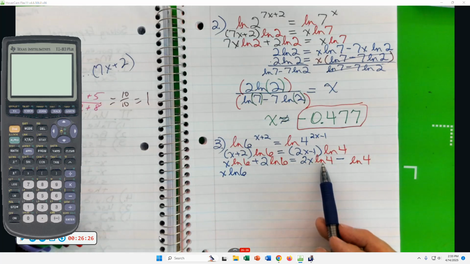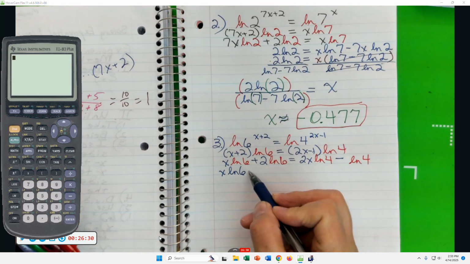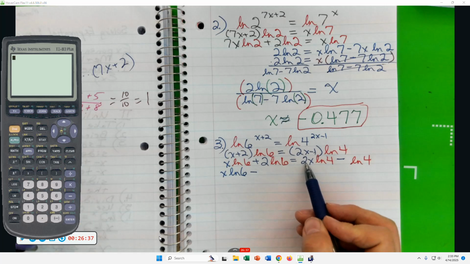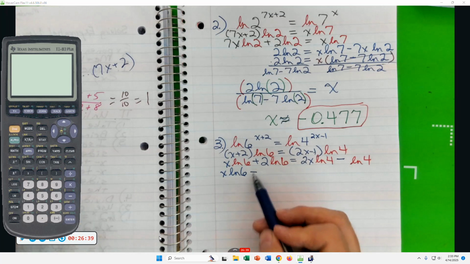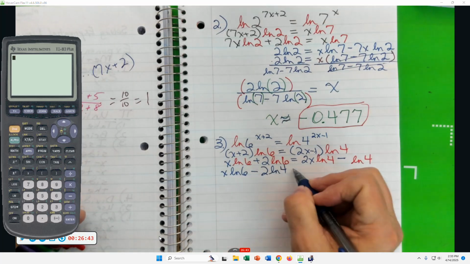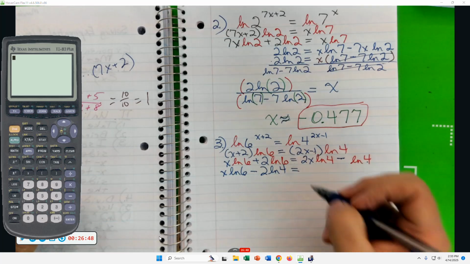I'm going to pick up this 2XLN4 and move it over. What sign am I going to get when I do that? Negative, I agree, because that's an assumed positive. So it moves over, change the sign. That's a 2XLN4. I already have a negative LN4 on the right.